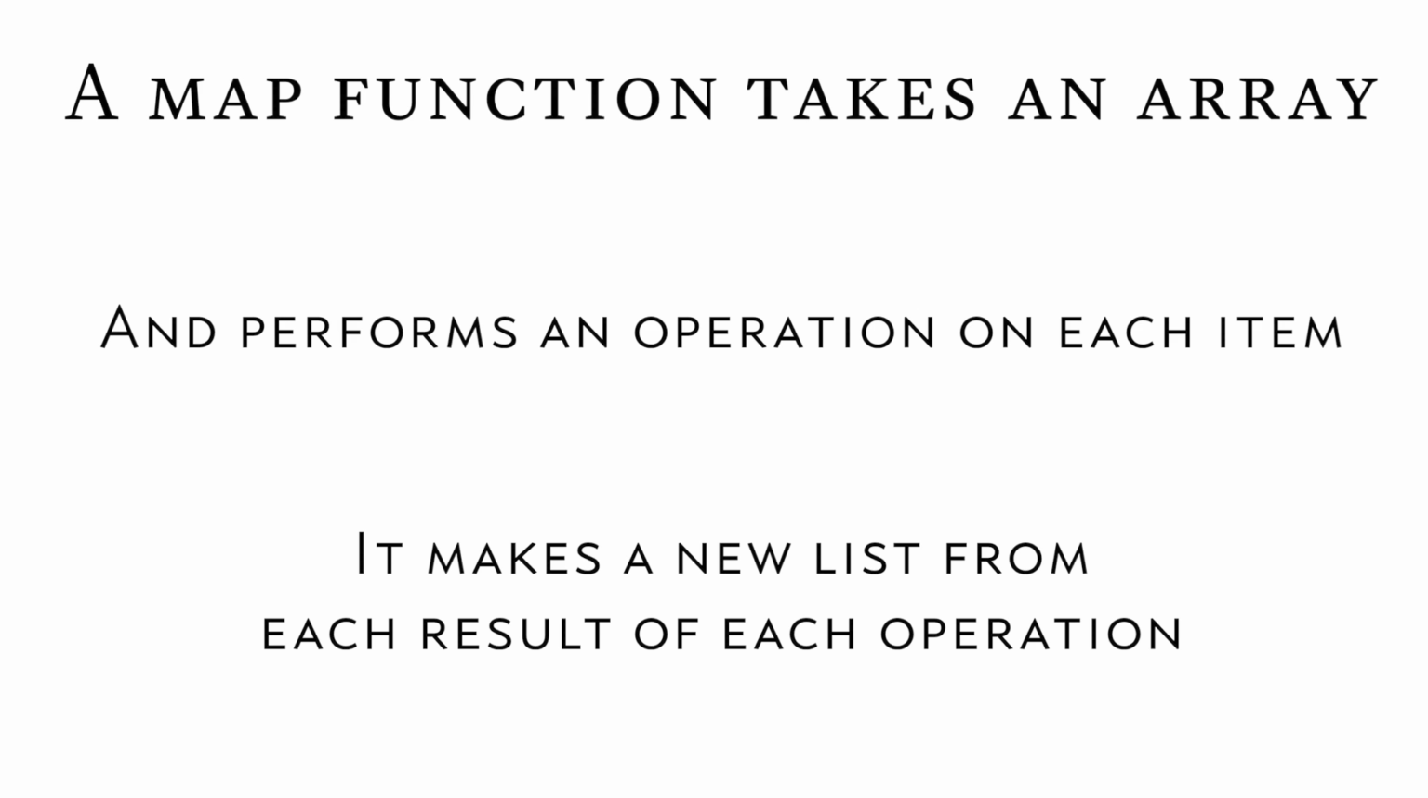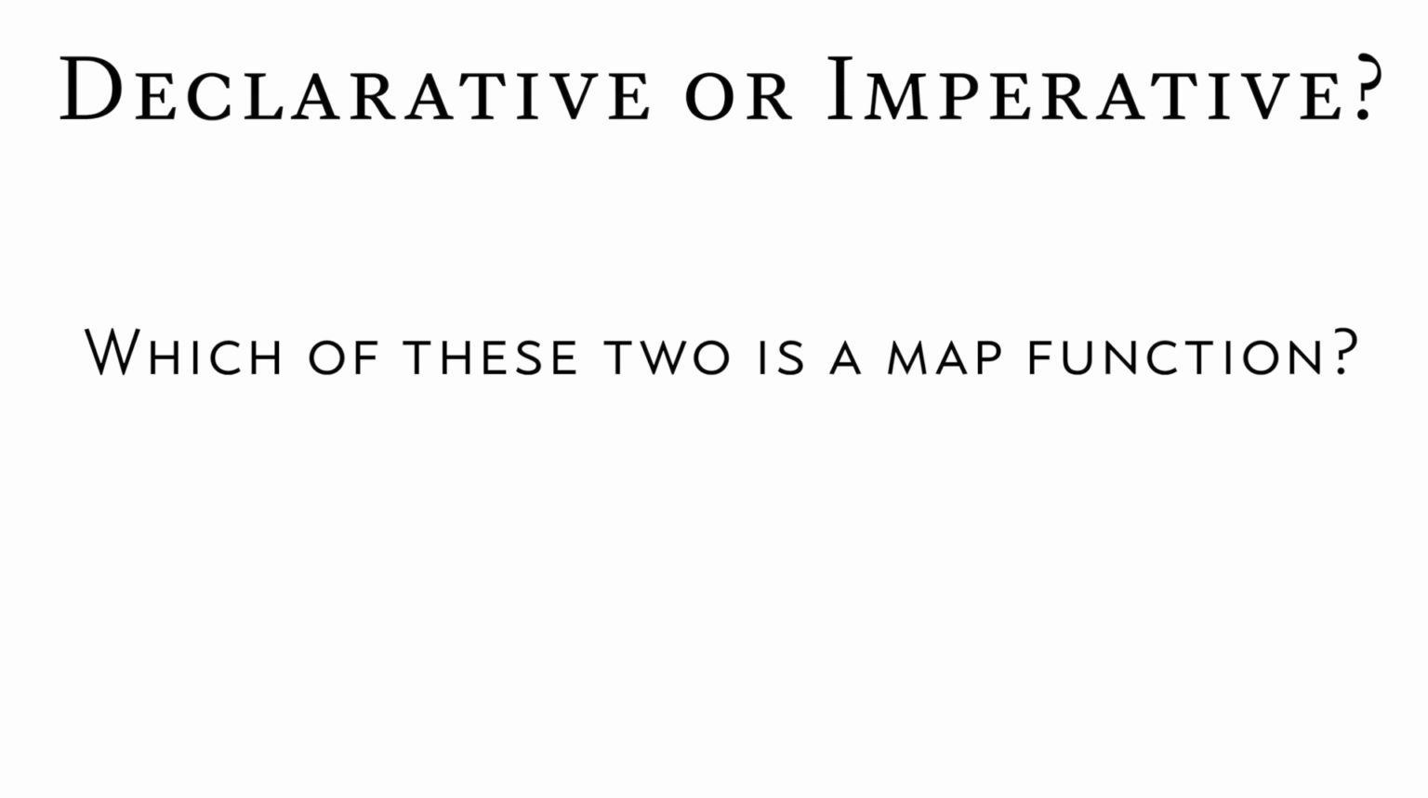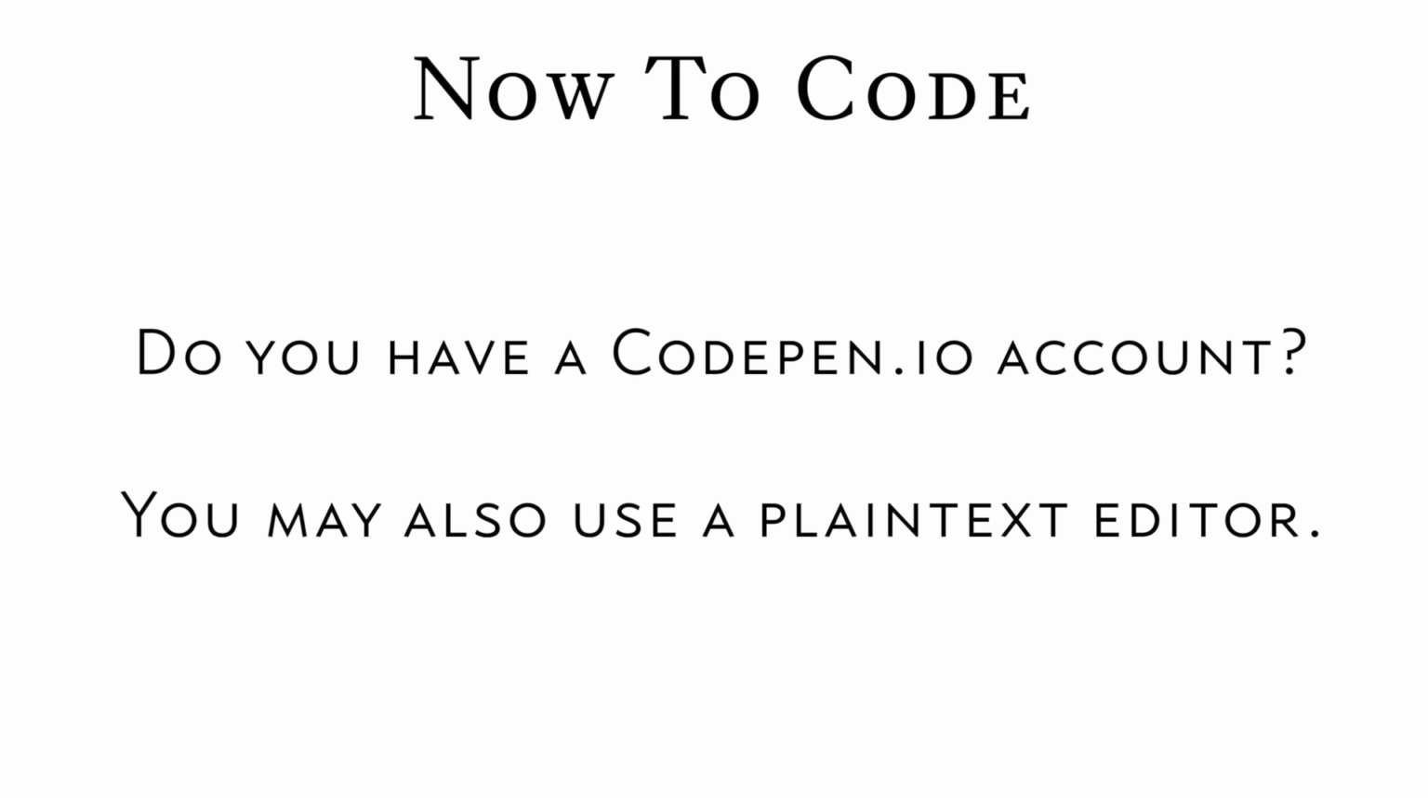To generalize, a map function takes an array and performs an operation on each item of the array. It then makes a new array from each result of each operation. Can you tell yet if a map function is imperative or declarative? Now let's build our own map function.